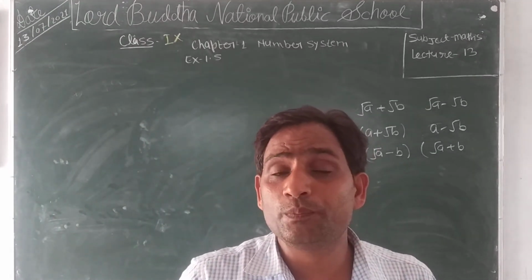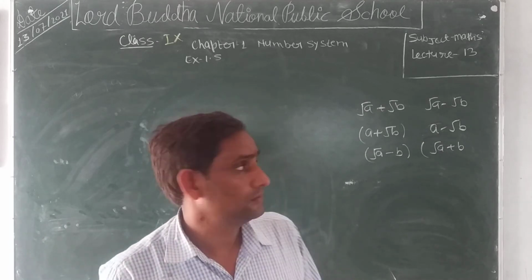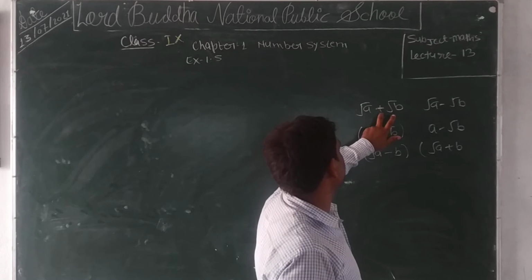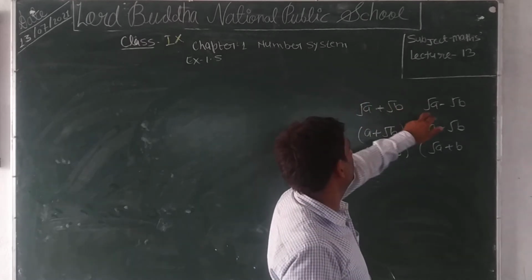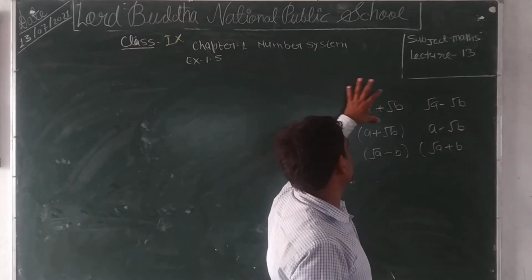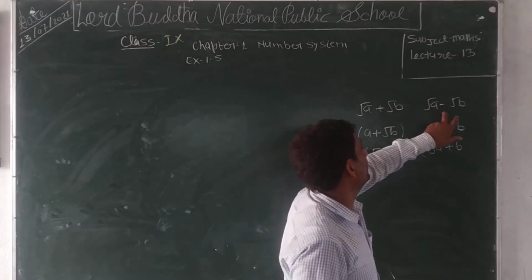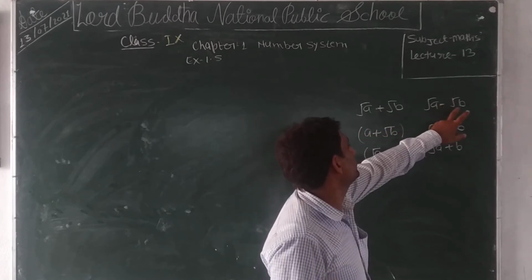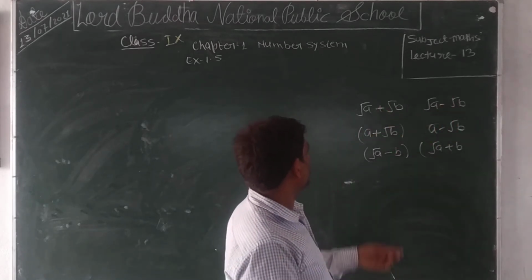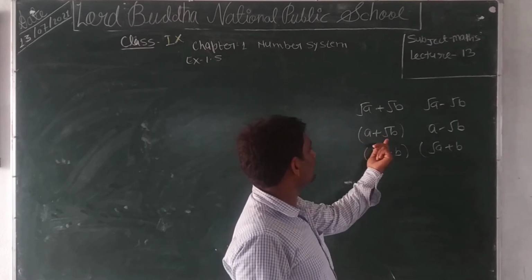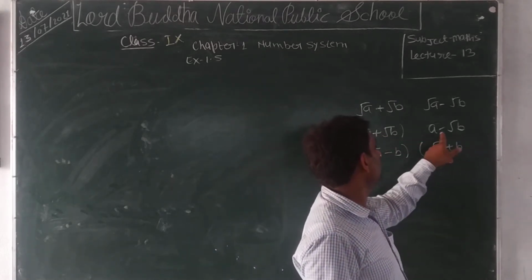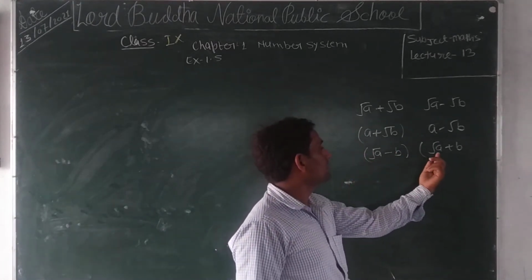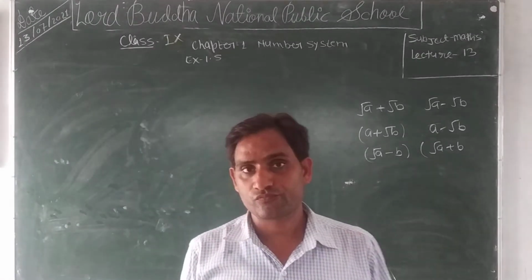We see that one thing is common. The rational factors possess opposite signs of each other. Here the sign is plus, then its rational factor has a minus sign. Means here the sign is negative between two terms, here it is positive. Similarly, if we have a plus root b, then its rational factor is a minus root b. If we take root a minus b, then its rational factor is root a plus b. Clear?